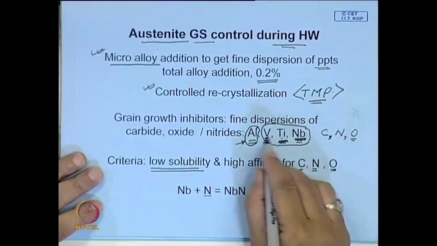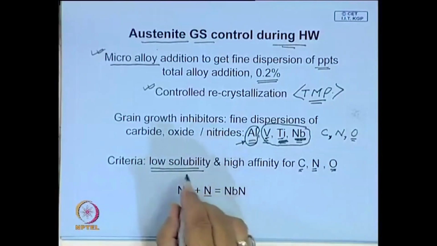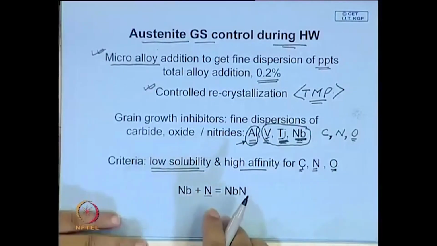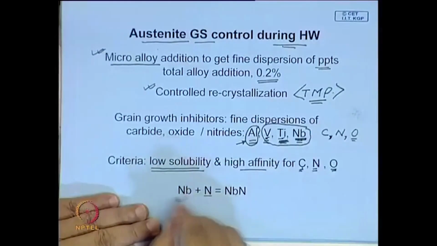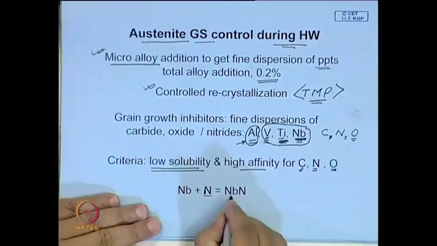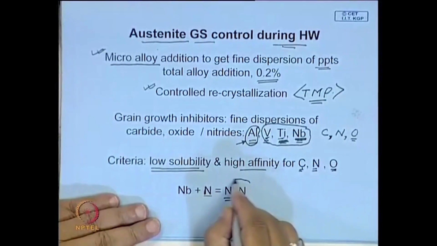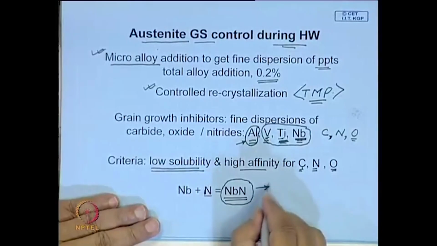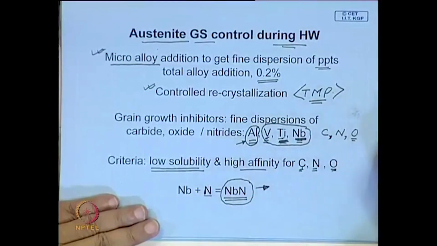So, that means the solubility of each of these, vanadium, titanium, niobium, should be low in steel, and they should have high affinity for these elements. And the reaction that takes place, which is written over here: when you add niobium to the steel, it reacts during steel making with nitrogen and can form niobium nitride. Now, it is quite important to know at what temperature this niobium nitride will form, and can we control this formation of niobium nitride during hot working.